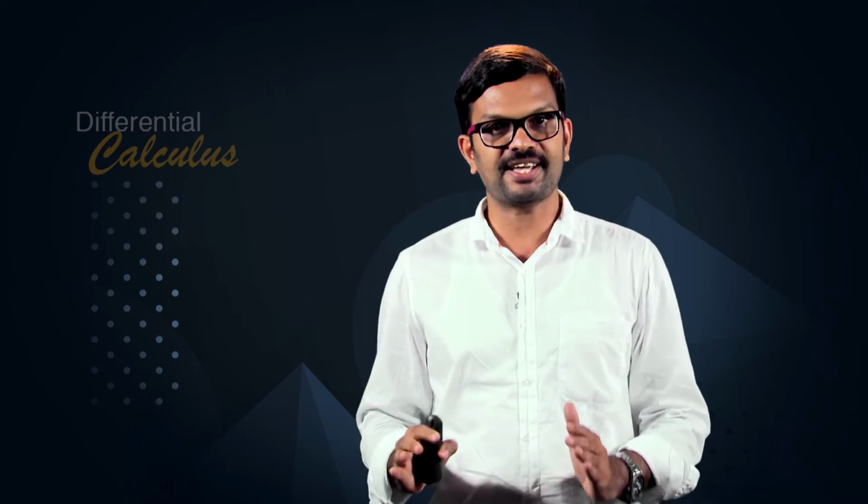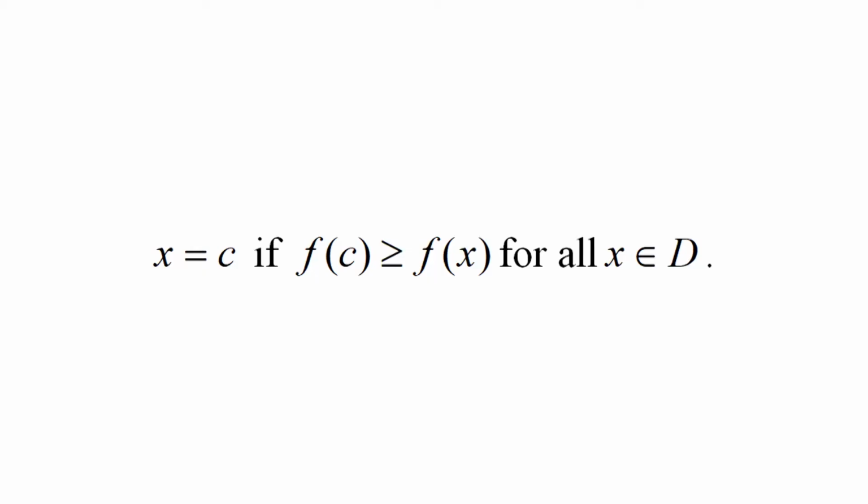Mathematically, a function f defined on a domain D has a maximum or absolute maximum at x equal to c if f of c is greater than or equal to f of x for all x in the domain D. Then f of c is called the maximum value of f in the domain D.